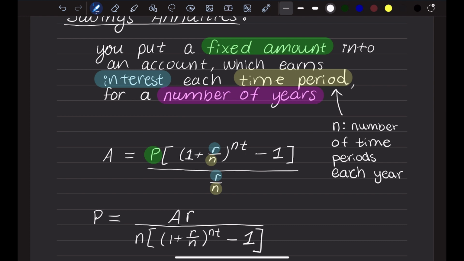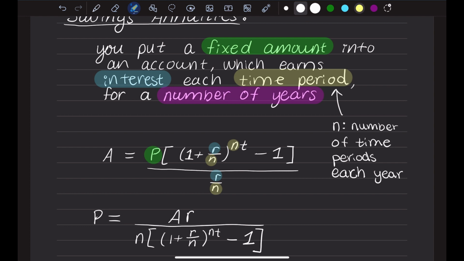So, for example, if I were to compound each month, then I would have N be 12 for 12 times a year. If I were to compound each week, then it would be the number of weeks in a year, so 52. If I were to compound just once each year, then N would be 1. So here are the different spots where N shows up.